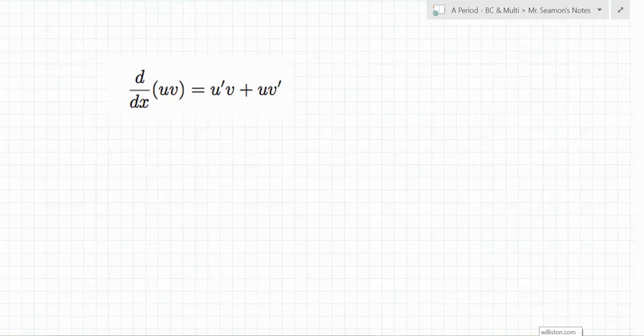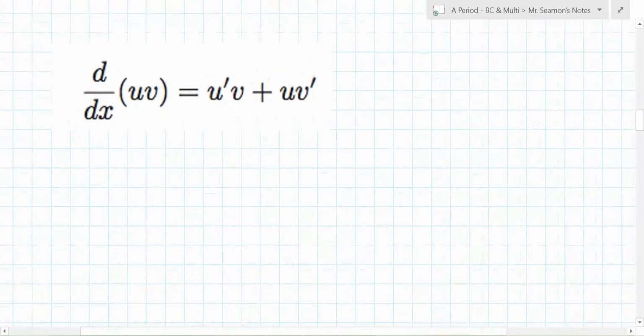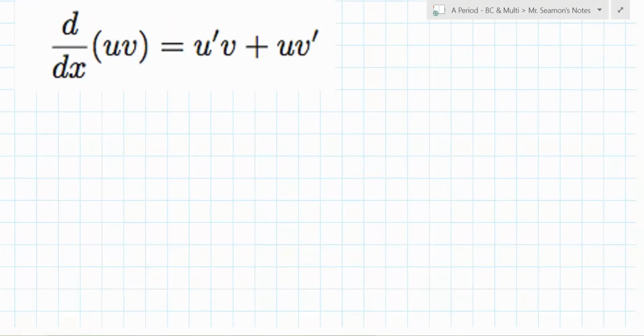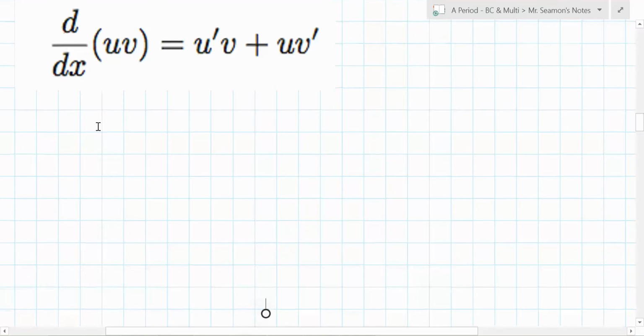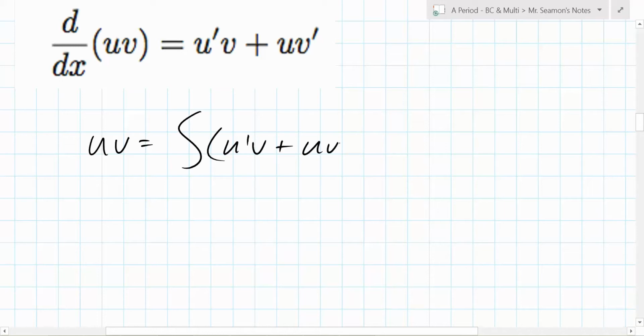No, I don't know why mathematicians initially chose letters that look and sound alike. If I took the derivative of something, how do I undo the derivative? You integrate. So let's integrate both sides, and you end up with uv equals the integral of this thing. You with me so far? The integral of the sum of two things, what can you do to that? Separate them. So you have this right here.